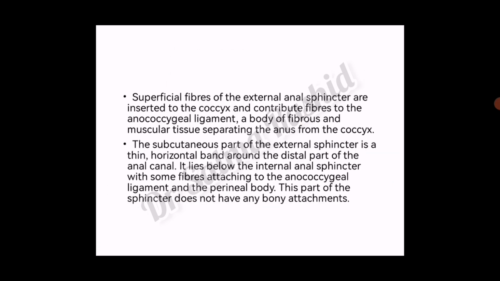The subcutaneous part of the external sphincter is a thin horizontal band around the distal part of the anal canal. It lies below the internal anal sphincter with some fibers attaching to the anococcygeal ligament and the perineal body. This part of the sphincter does not have any bony attachment.